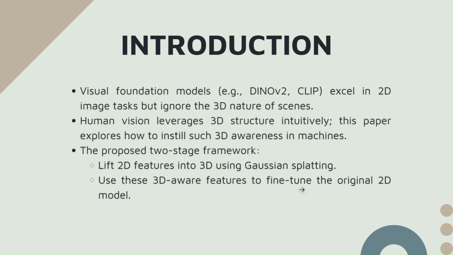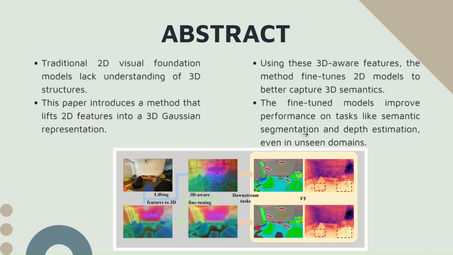More details of these would be discussed in a while. So there's an abstract. Traditional 2D visual foundation models lack understanding of 3D structures, as I mentioned before. And this paper introduces a method that lifts 2D features into a 3D Gaussian representation. So we'll break down this abstract and the process using the given figure.